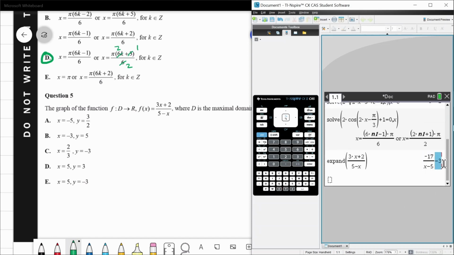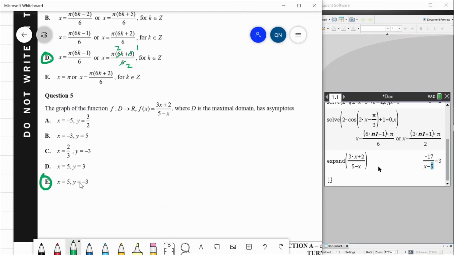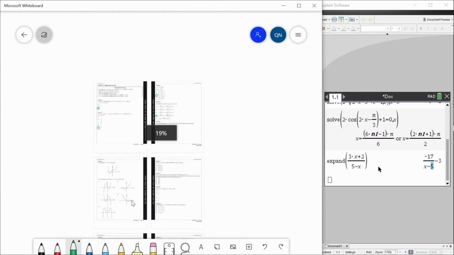So you can see the horizontal asymptote, this is y equals -3, so looks like it's C or E here, and the x asymptote, it's exactly 5, so it has to be option E. Perfect. Okay, so let's take a look at question 6 now.